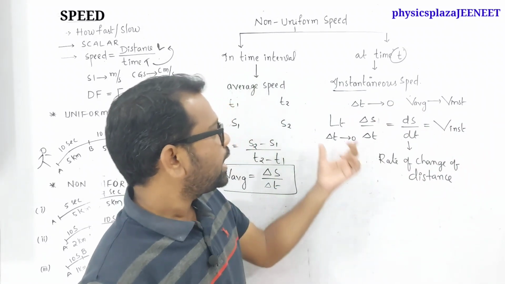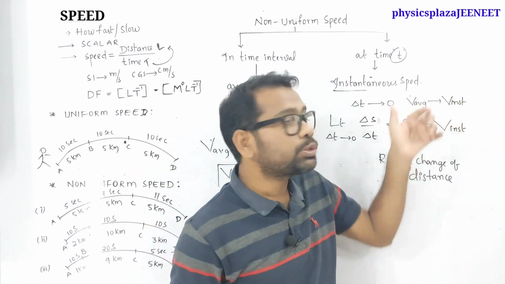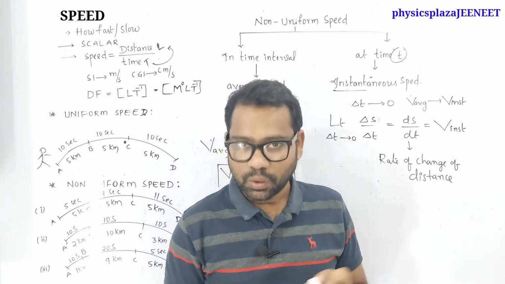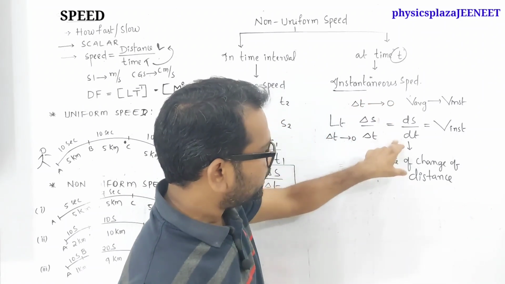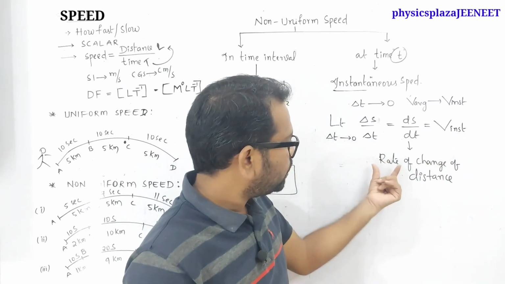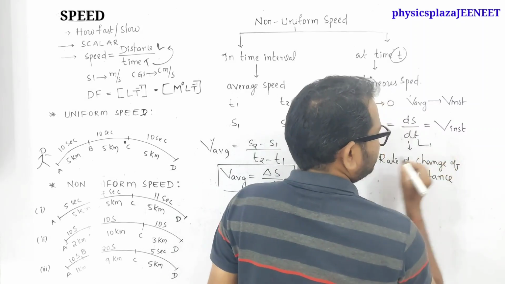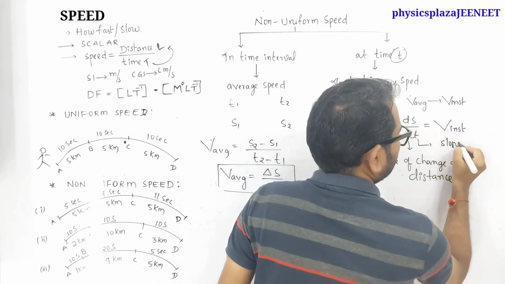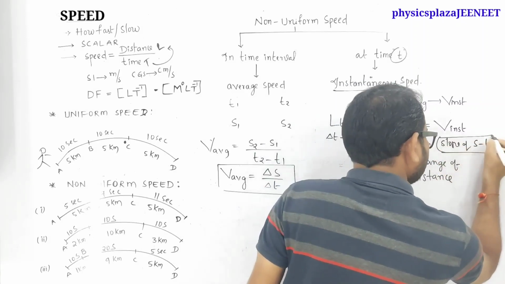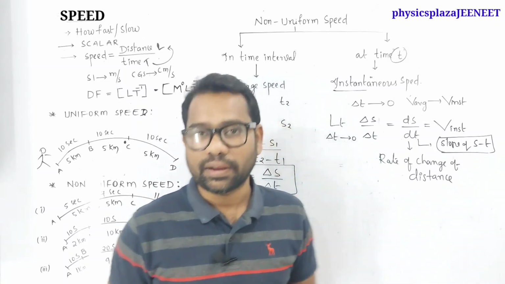Okay, children. So average speed we can calculate between time intervals. Instantaneous speed we can calculate at a given time. At that moment only we can calculate. So this ds by dt gives you v instantaneous, that is instantaneous speed. So that is the rate of change of distance. Of course, this is given by the slope of the distance-time graph. We'll talk about the graphs in detail when we discuss the ST, VT, AT graphs.